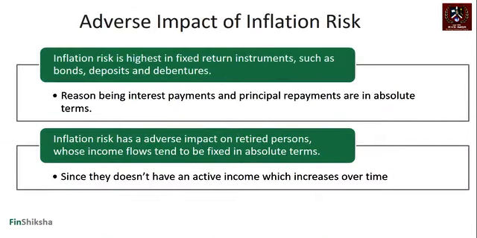So what is the adverse effect of inflation risk? When you are evaluating an investment, remember, inflation risk is going to impact a few situations more than the others. It is highest in fixed return instruments such as bonds, deposits, and debentures, right? The fixed income instruments. Why? Because interest payments and principal repayments are fixed in nature. You know that you're going to make 8% in an FD. You know you're going to make 9% in a bond. That's the yield to maturity if you hold it to maturity, right? That's fixed. If inflation goes up, the risk is much bigger.